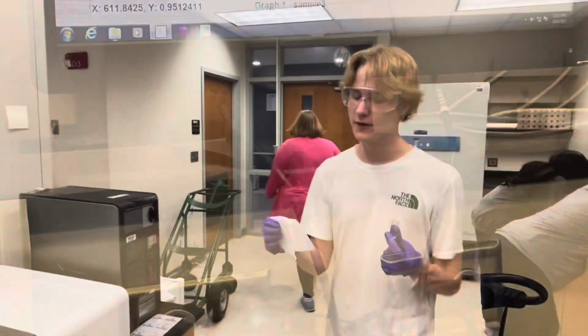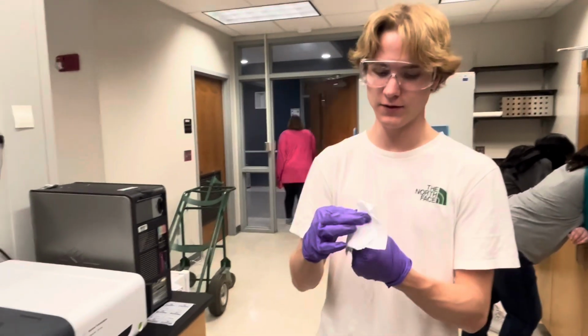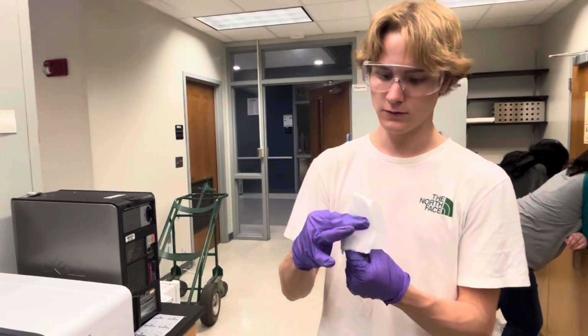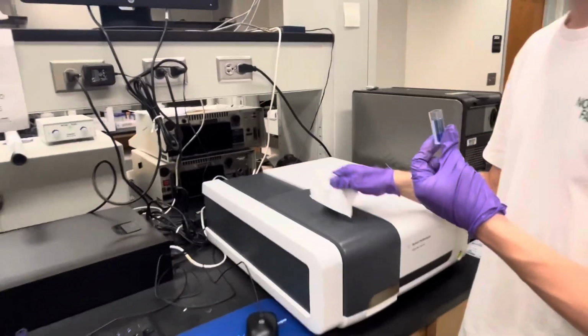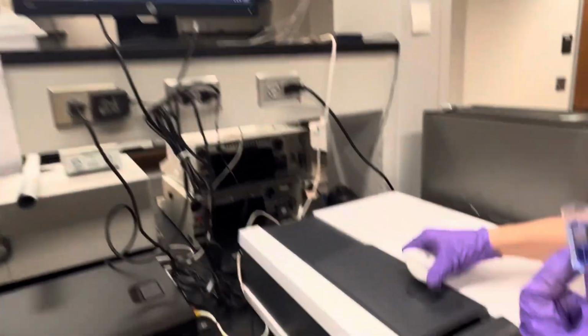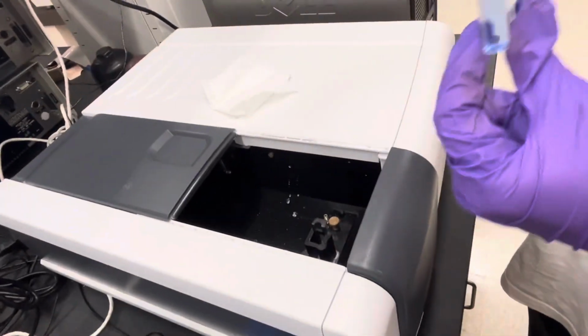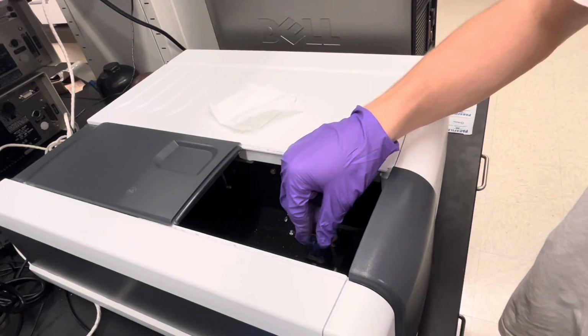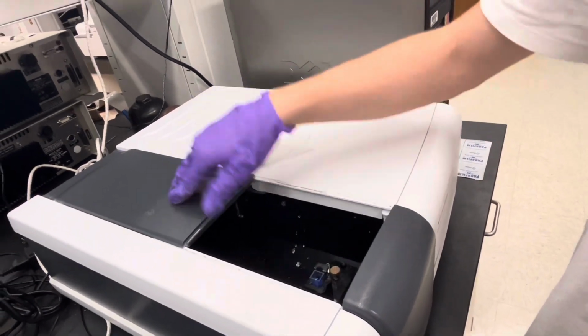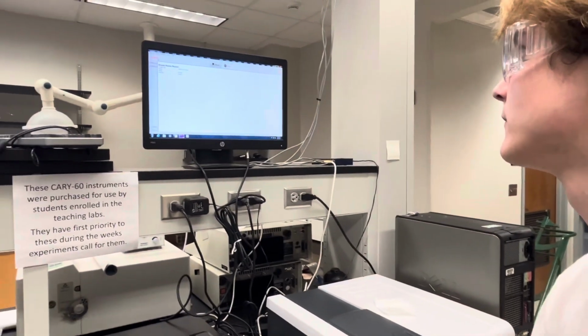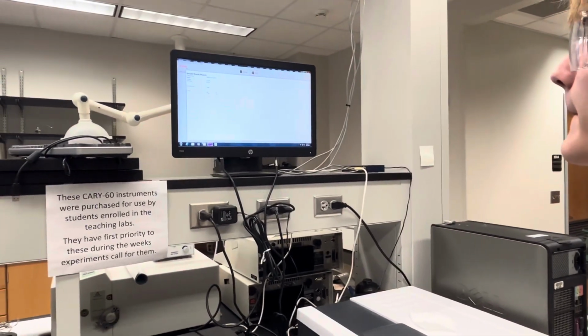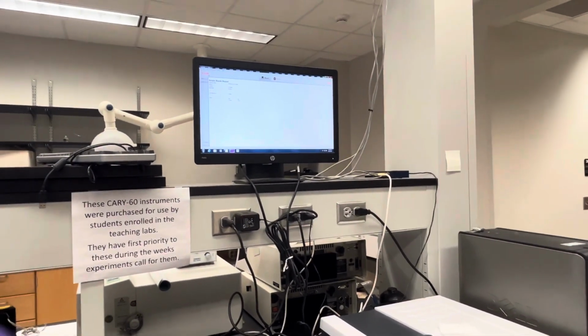Alright, we're going to take our first dilution. I'm going to clean both sides. After you found that, you can write that down. And then I'm going to place it in the UV vis. We've already zeroed it out. It stands right here. It's easy to remember because it's the only one that is big. Alright, and now we're going to run it. Perfect.